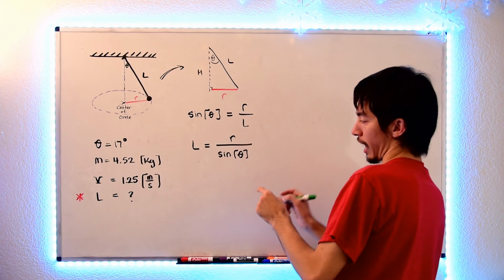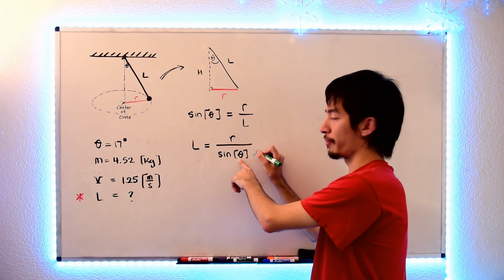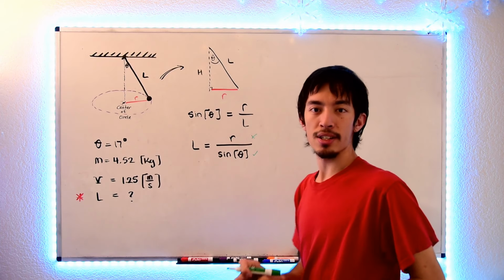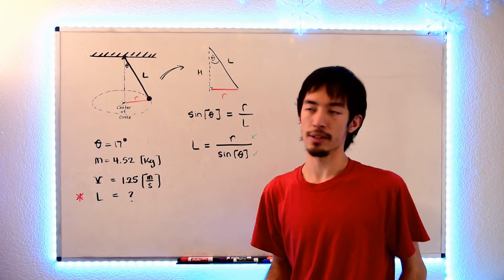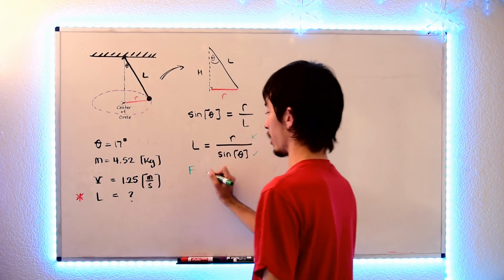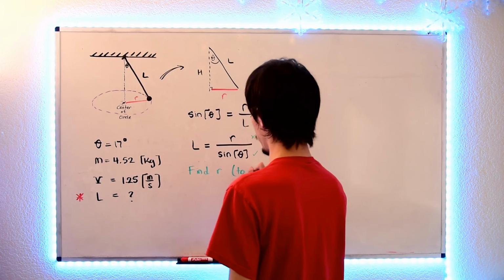We need to check if we have everything. We have theta, it's given in the problem. But the radius of the circle, we do not have. So what that means is we need to go find it somewhere else. So now the goal, in order to get L, is to find R. Find R in order to find L.